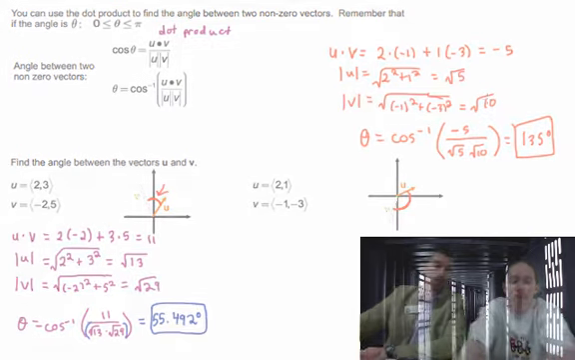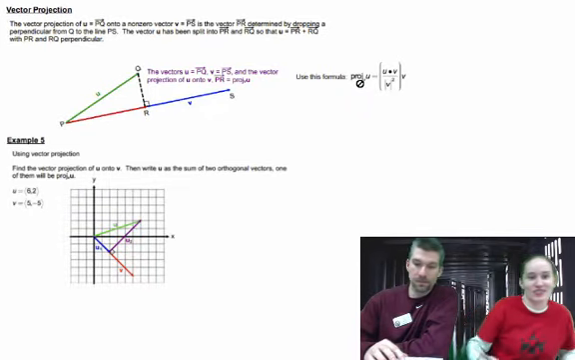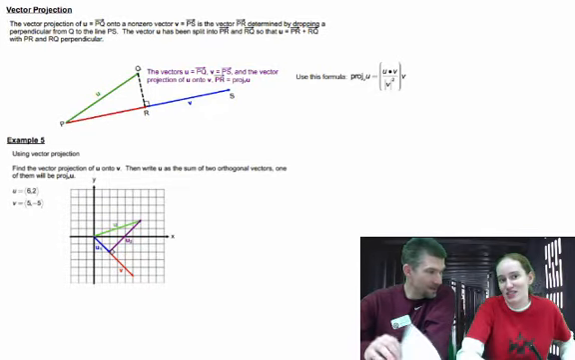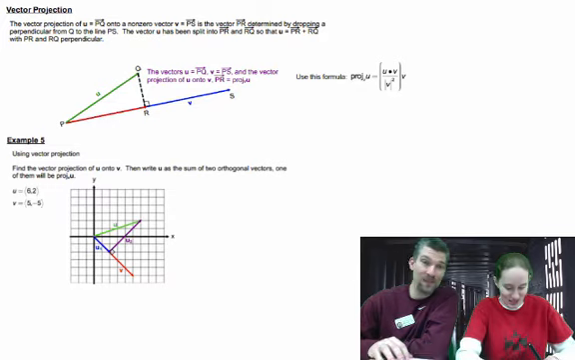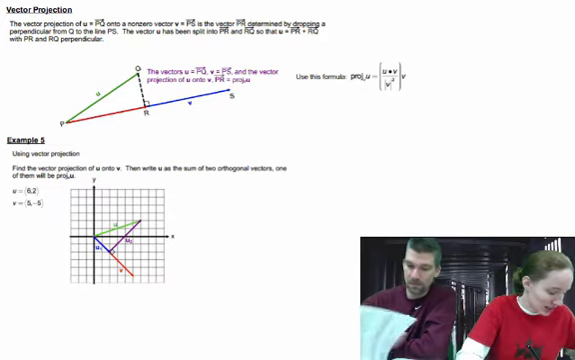Okay. Vector projection. Now, this is one of their real-life application kind of things, which means it's pretty darn hard. Well, relatively, yeah, I would say.